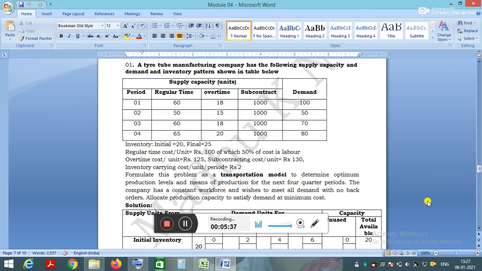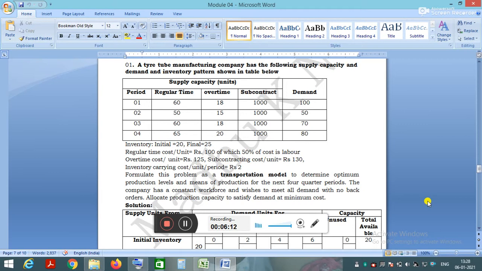That means the company has a constant workforce and wishes to meet all the demands within time without any back orders. Back order is nothing but this: if you order the product today and get it today itself, that means you are meeting the demand as usual. If you get the product after 6 months or 8 months, that is called a back order, because you give the order today and you receive the product after 6 or 8 months as a customer. That is called back orders.